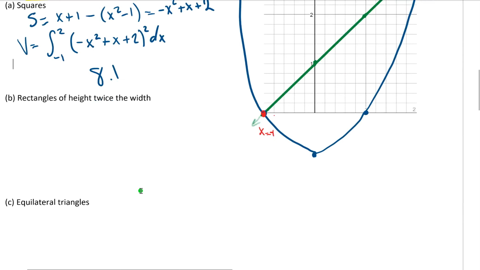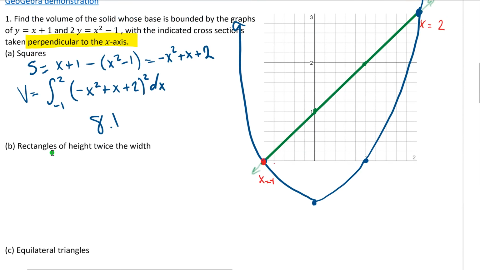Okay, now what I want you guys to try to do is see if you can set this one up. I'm going to set it up, and I'll come and show you what my setup looks like in just a second. So try this one.